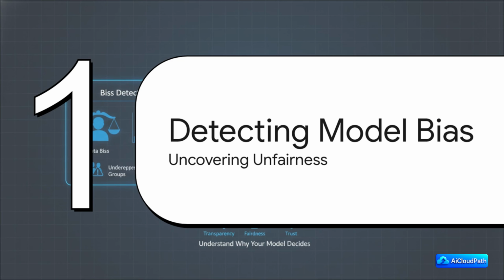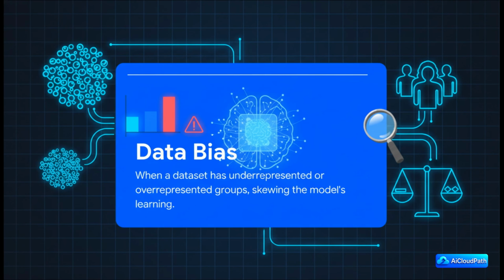So, where do we even begin to build that trust? Well, the foundation has to be fairness. Before we can even look at a single decision, we have to make sure the model itself isn't built on a biased foundation. And that's Clarify's first major job, detecting and uncovering unfairness. Bias can creep in right from the very beginning.